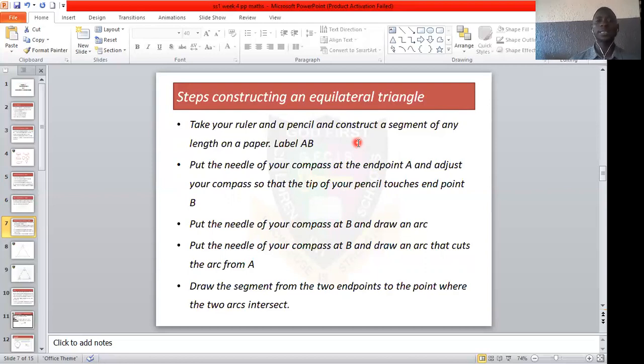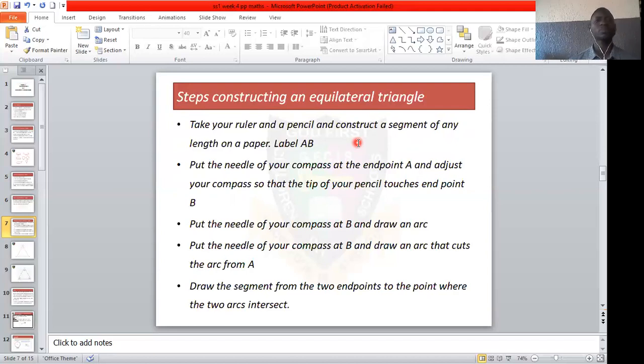Put the needle of your compass at the end point A, line segment AB. Place the needle of your compass at point A and adjust your compass so that the tip of the pencil touches the end point B. That is the length of AB becomes the radius of your compass. We discussed that in the last class, so you know how to find your radius on the compass and pencil. The length between the tip of the compass and the pencil is the radius.